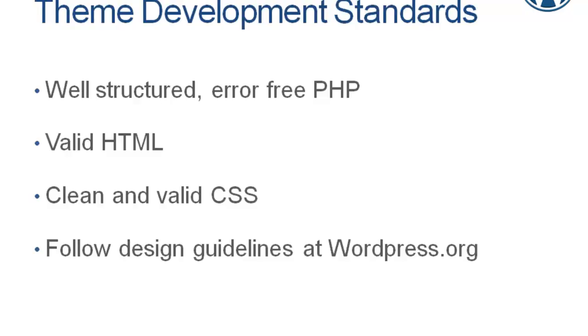So theme development standards, this comes from WordPress.org. All themes should be well structured and error-free as far as the PHP goes. It should be valid HTML and clean and valid CSS. And you should also follow the design guidelines at WordPress.org. And if you're going to really get into building themes, I'd suggest you check out all the documentation at WordPress.org. There's a ton of it, and there's a ton of help, and it's a really good site. The reason I can develop WordPress themes is solely because of WordPress.org.